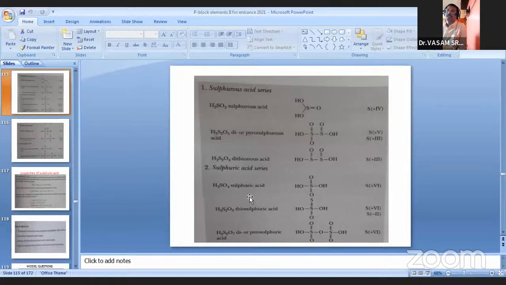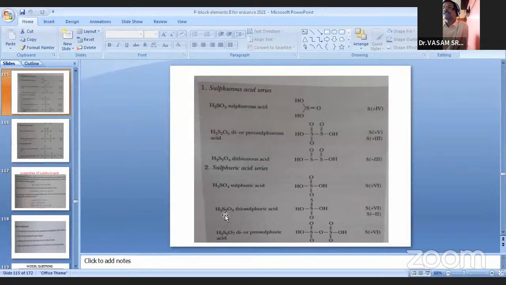The formula is H2SO4. So the central sulfur has 4 sigma bonds, 2 pi bonds, and no lone pairs, and 2 SO bonds, 2 SOH bonds are present here. There are no lone pairs on sulfur. That's why the sulfur exhibits sp3 hybridization and tetrahedral geometry, and the sulfur oxidation state is +6, and it is a dibasic acid because two OH groups are present here.